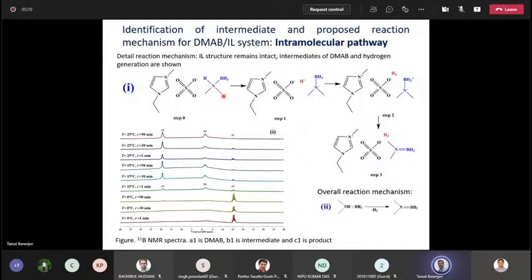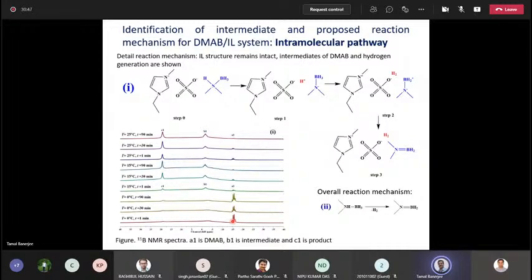So from here to here, we are releasing 1 mole of hydrogen. What we did, we did a time-dependent boron NMR. See, A1 is the starting material. Because you don't have boron in the ionic liquid, whatever boron signal is showing is due to the chemical hydride only.